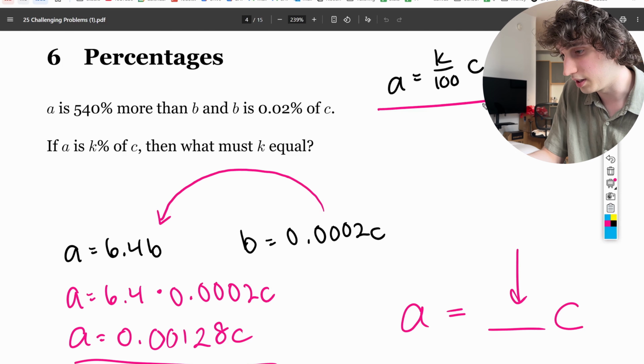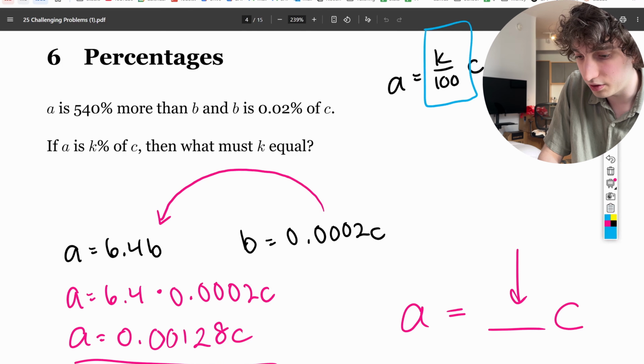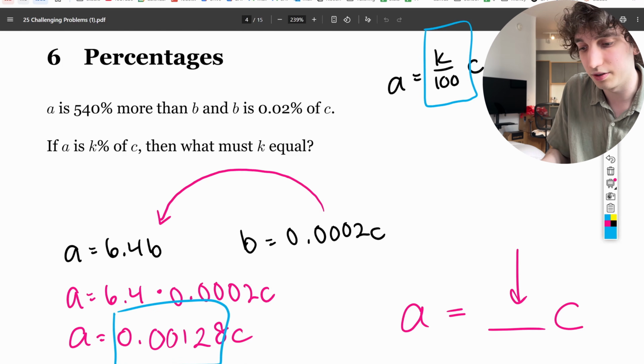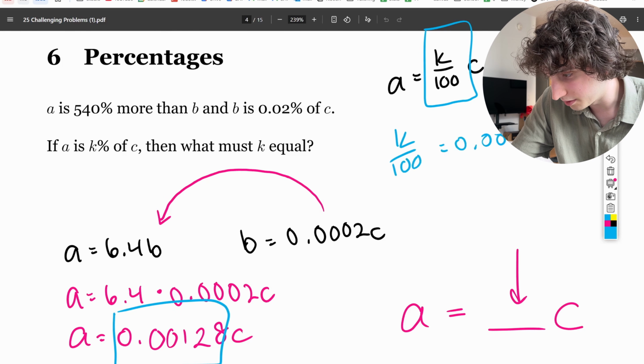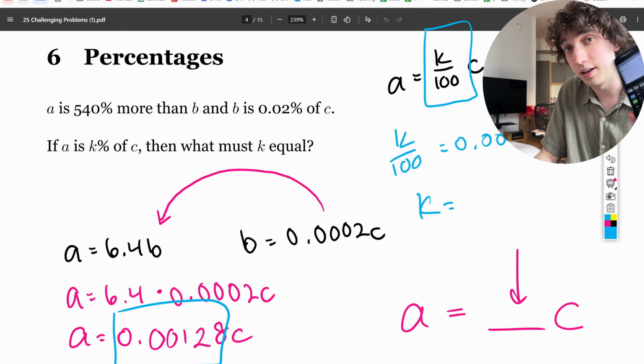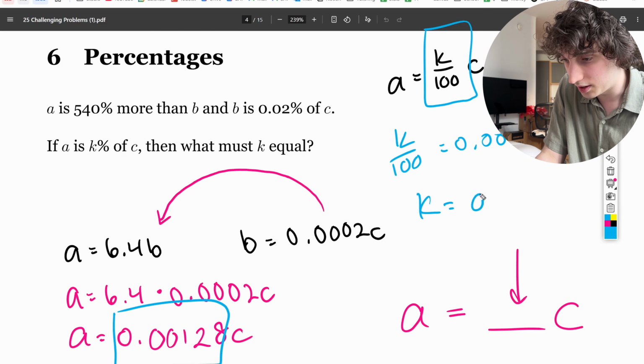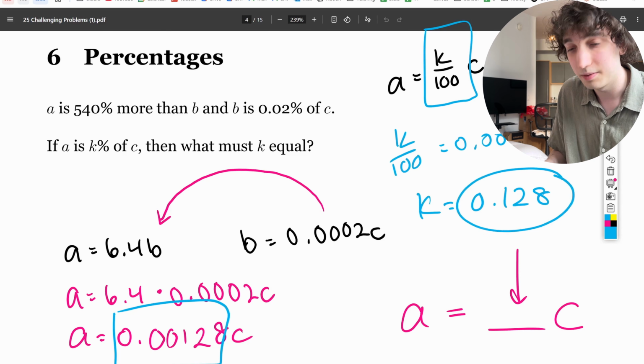So now I've rewritten this equation to be in the same form as this equation up here, which allows me to simply compare the coefficient K over 100 with this coefficient 0.00128. And so I can say K over 100 equals 0.00128, and by multiplying by 100 on my calculator, I get that K equals 0.128. So that's my final answer.